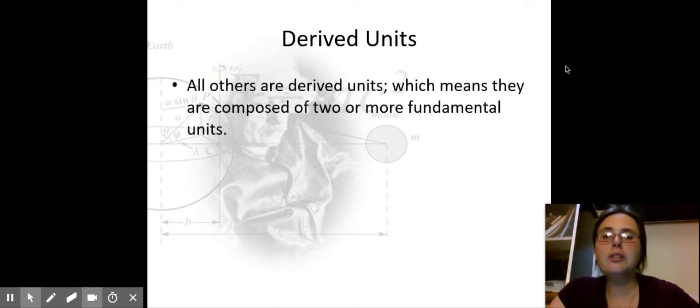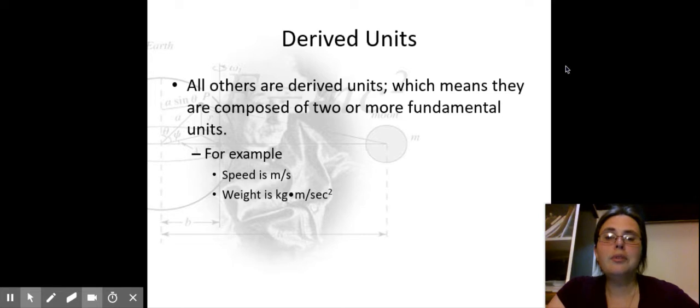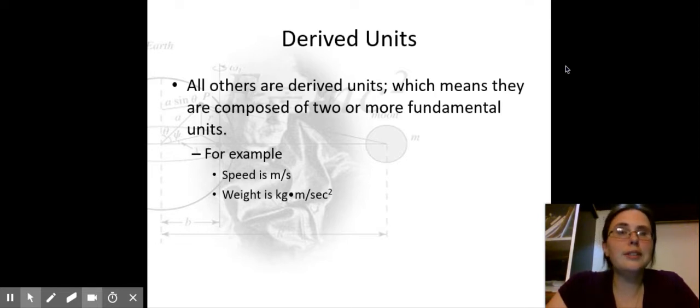So all of these units are derived units, and that means they are composed of two or more fundamental units. So for example, you can take speed. Speed is just how far you travel in a certain amount of time. So how far you travel is a distance, which is measured in meters. And if you measure it per amount of time, that means you're going to divide it by the unit for time, which is seconds. So then that becomes meters per second.